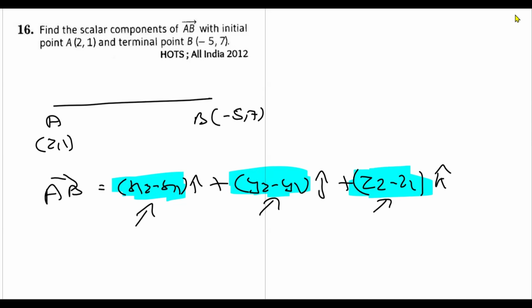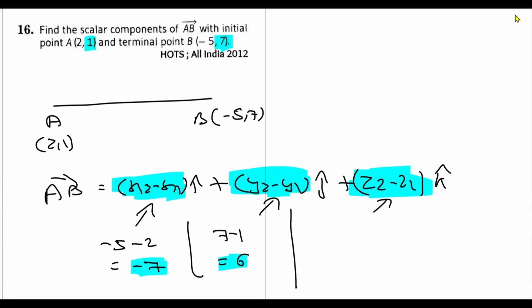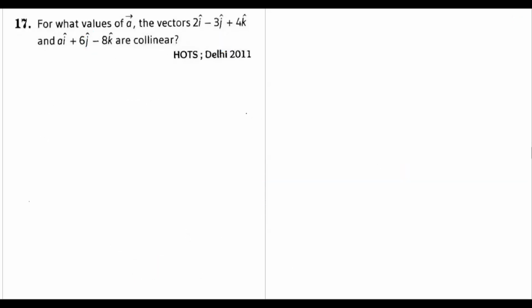So the scalar component in the first case is what? x2 minus x1. So minus 5 minus 2, which is equal to minus 7. Just the scalar component and not the vector. And similarly, y2 minus y1 is going to be what? 7 minus 1, that is equal to 6. There is no z component here. So we will declare minus 7 and 6 are the scalar components of this AB vector.